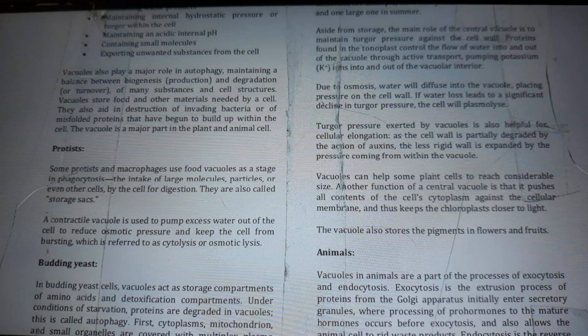Vacuoles also play a major role in autophagy, maintaining a balance between biogenesis, production, and degradation or turnover of many substances and cell structures. Vacuoles store food and other materials needed by a cell. They also aid in destruction of invading bacteria or of misfolded proteins that have begun to build up within the cell. The vacuole is a major part of the plant and animal cell.